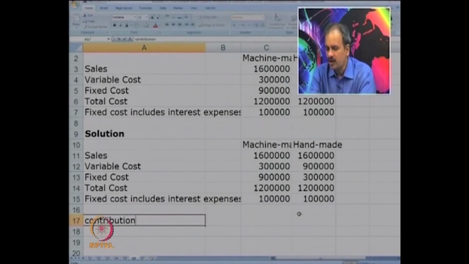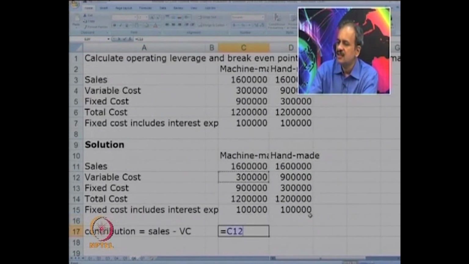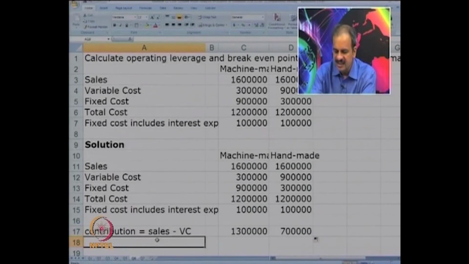What is the formula for contribution? It is nothing but sales minus VC. So it is 16 lakhs minus 3 lakhs, so 13 lakhs, and in the next year it is 7 lakhs. Next, I will try to calculate PV ratio.